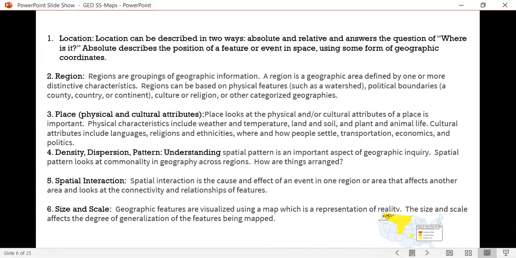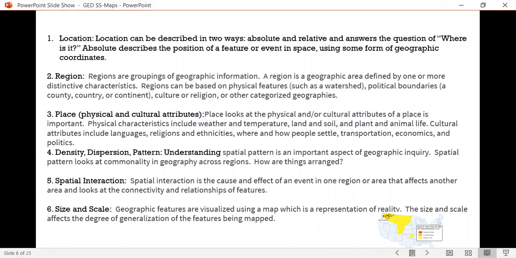We have several counties here in Kentucky. Or other categorized geographies. Place, we're talking about physical and cultural attributes. The physical and/or cultural attributes of a place are important. Physical characteristics include weather and temperature, land and soil, plant and animal life. For example, we know that in the western part of the states, you're going to find more desert areas than on the eastern side. Both sides have mountain ranges, but yet they differ in a way too. So those are physical attributes.